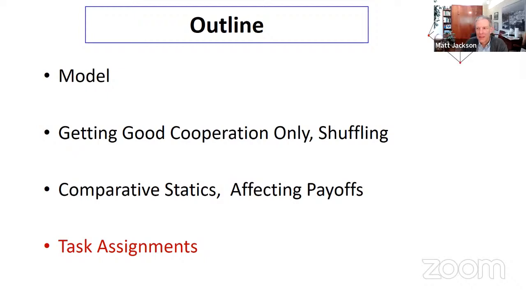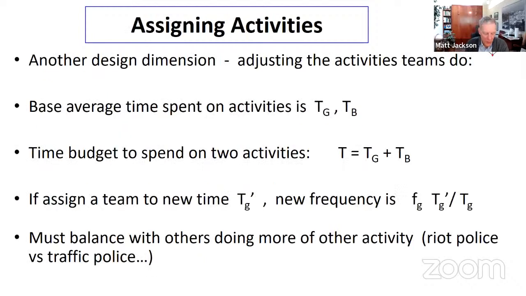So task assignments. This is this other dimension where effectively what we're going to be doing is adjusting the activities that teams do. And what we can think of is that there's going to be some constraints. So there is some level of crime that has to be dealt with. There's some level of traffic tickets that need to be given out. So we still have to cover the same total amount of stuff, but instead of having teams all go out and deal with each of these activities, if we can specialize some of them to just doing the good ones and others to do the bad ones, then we can separate out what the incentives are going to look like.